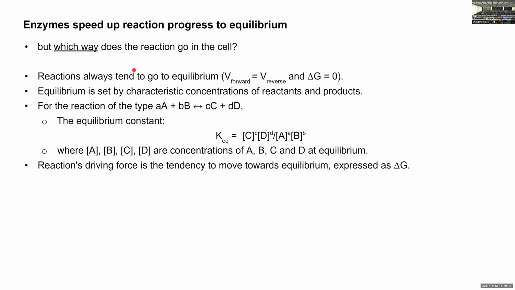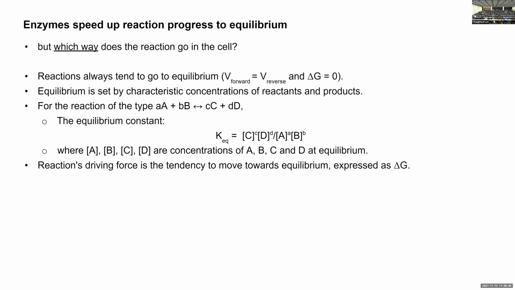We talked about enzymes in the last lecture, that they accelerate the reaction progress to reach equilibrium. It's not about boosting a certain direction of the biochemical reactions. It's boosting both ways, but in the end, it will be accelerated to reach equilibrium, right? But which way does the reaction go in the cell? Because cells do not want to waste, cells do not want to go both ways around the equilibrium. So you have to decide one way.